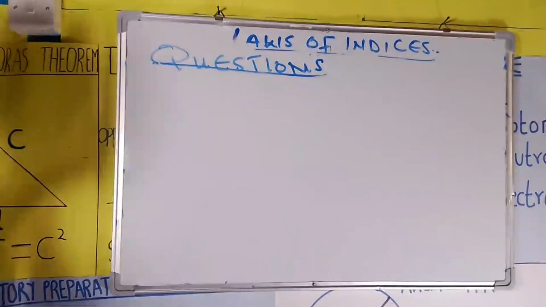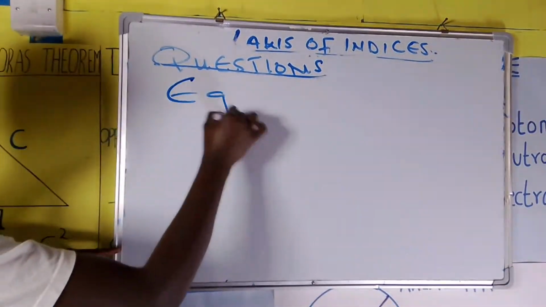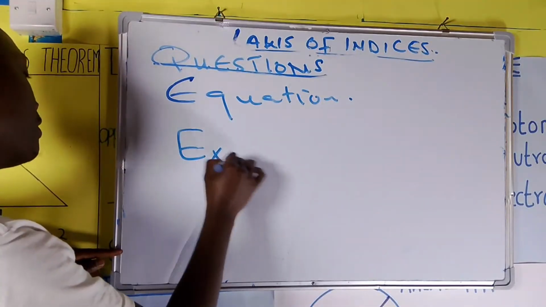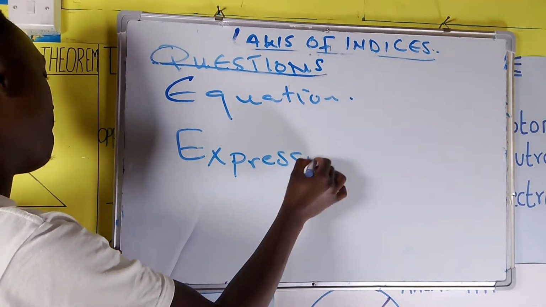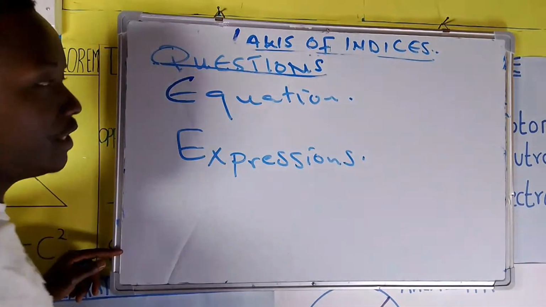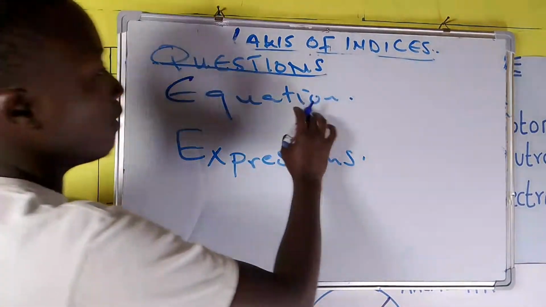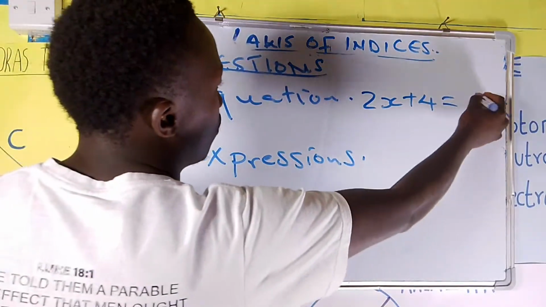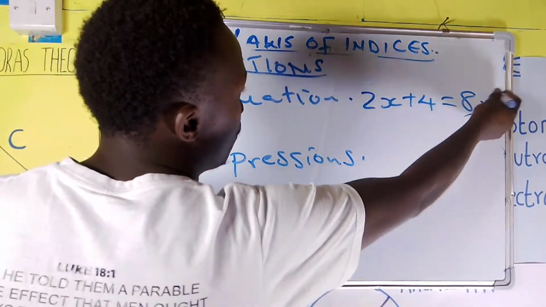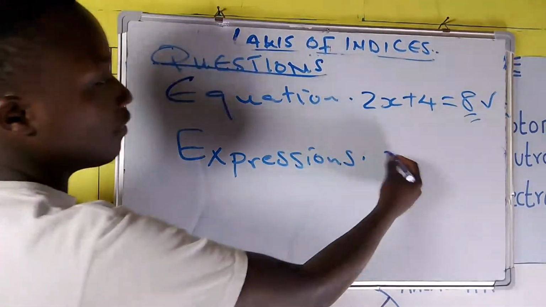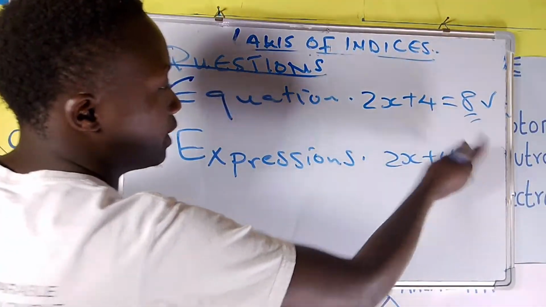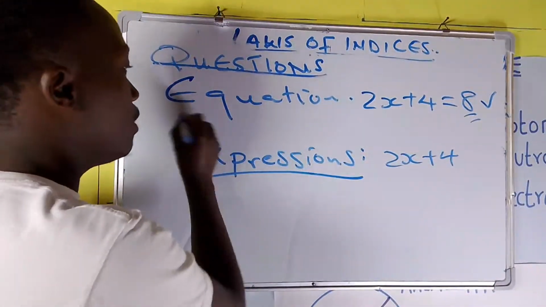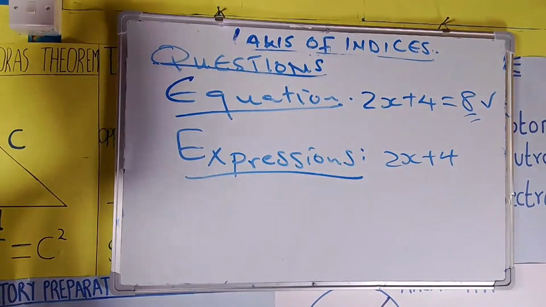Listen, in mathematics we have what we call an equation and we have what we call an expression. For instance, if we have 2x plus 4 is equal to 8, this is an equation. But if we have 2x plus 4 just like that, it is what we call an expression. So we need to know how to differentiate an equation from an expression.